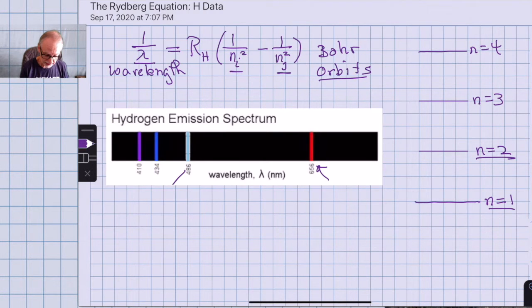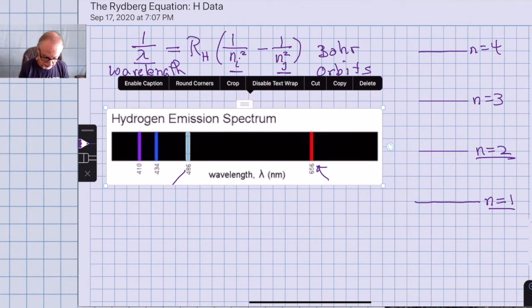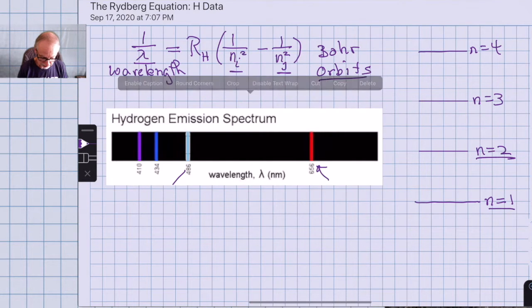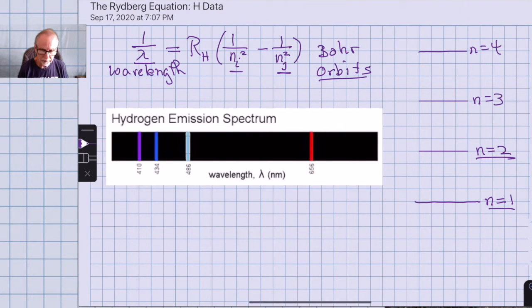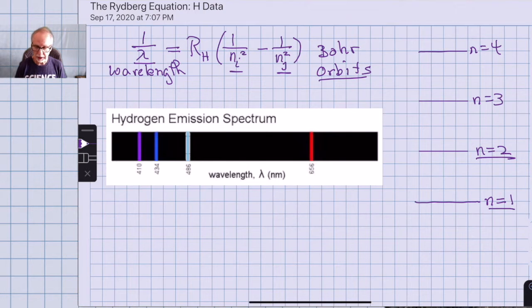So I'm just going to erase these here to clean things up. So what's going on with the emission of the lines? Well, in these situations, what's happening is that in the discharge tube, the electrical discharge is exciting electrons in the hydrogen atom to higher energy orbits, into higher energy levels. And the Bohr model predicted that each one of these levels corresponded to a discrete orbit.